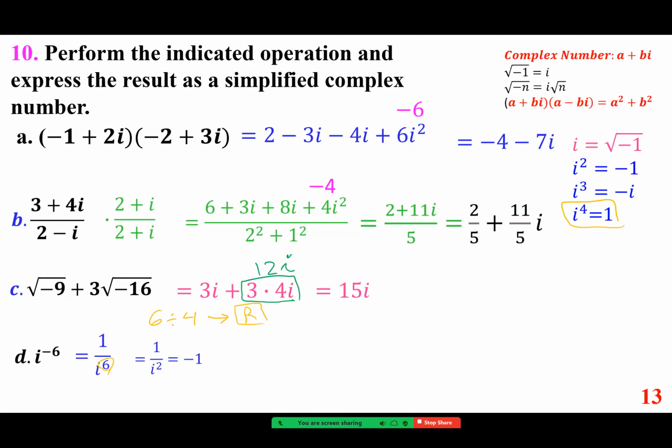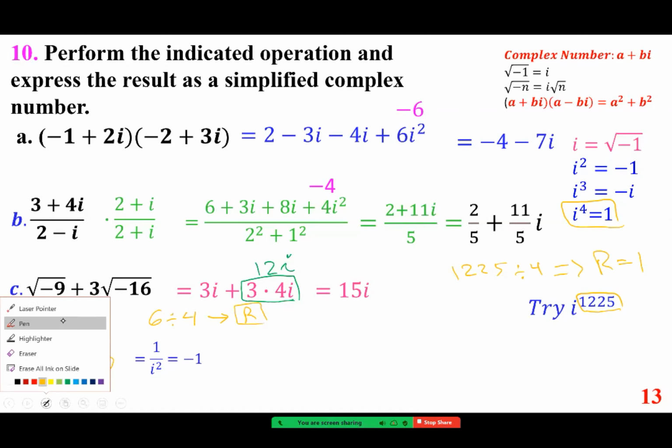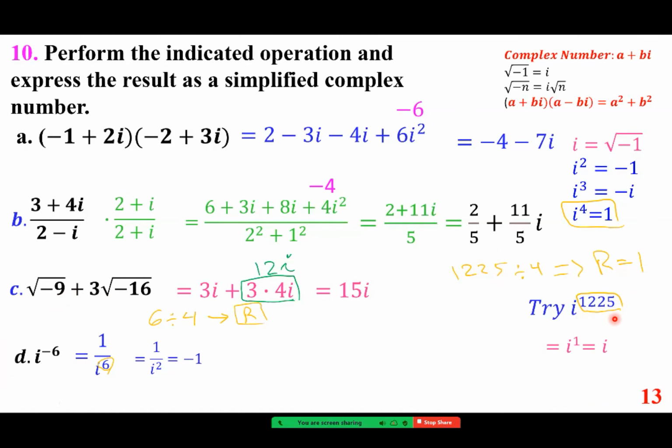What do I mean by that? Let me quickly show you another example. If I want to find this one, I divide this number by 4. Again, the quotient is not important. We know the remainder is 1. How do we know that? By the way, I hope you remember that a number is divisible by 4 if the last 2 digits make it divisible by 4. So 24 is divisible by 4, therefore for 25 the remainder is 1. So this is the same as i to the power of 1, which is i.